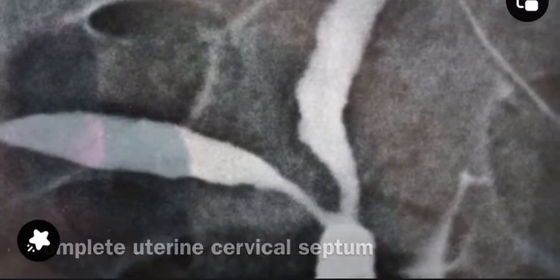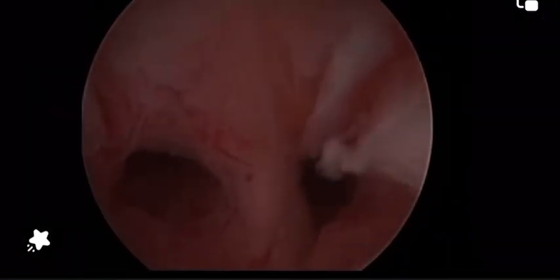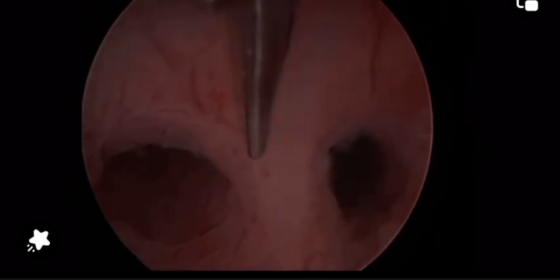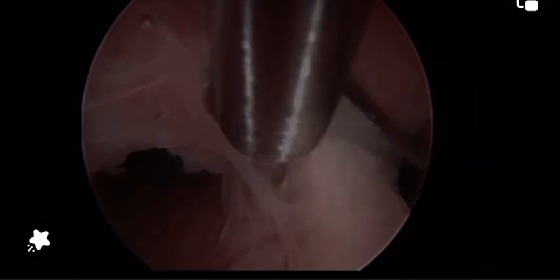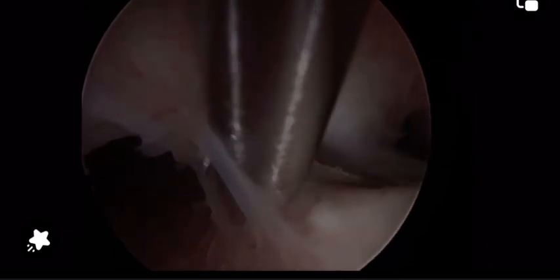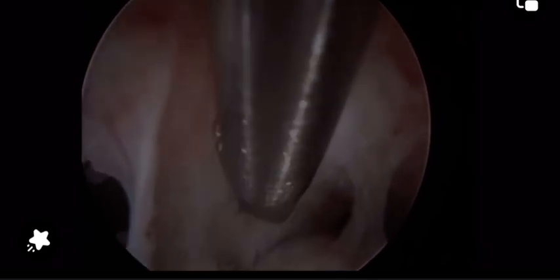A complete uterine cervical septum, which divides the uterine cavity into two small tubular structures. A rare congenital anomaly that is responsible for recurrent pregnancy loss, reproductive failure, and infertility. Hysteroscopic solution is the standard accepted treatment now. It requires skills, knowledge, orientation.